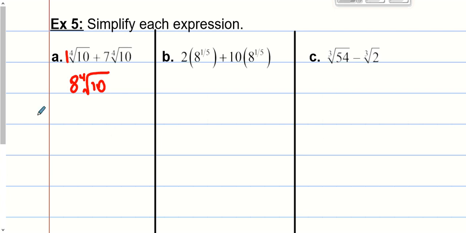And 10 does not simplify. If I do the factor tree with 10, it's 2 times 5. That's all it simplifies to. Nothing that would help me with a fourth root. So we're going to leave it as is. 8 times the fourth root of 10.